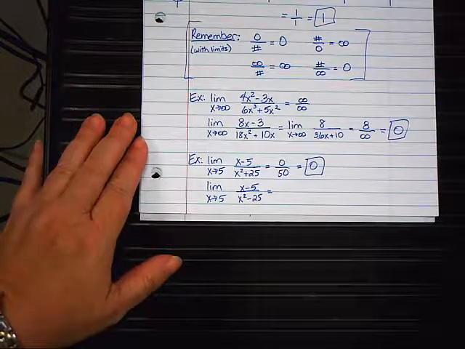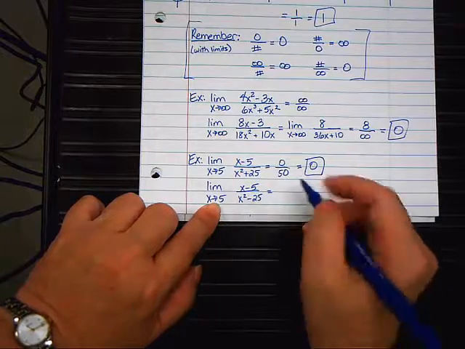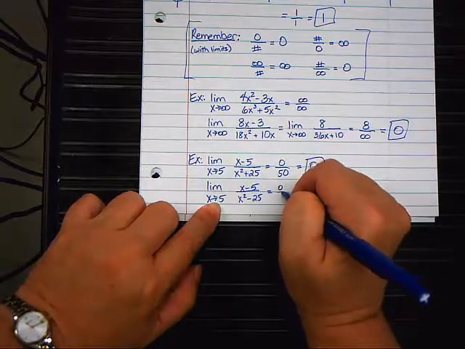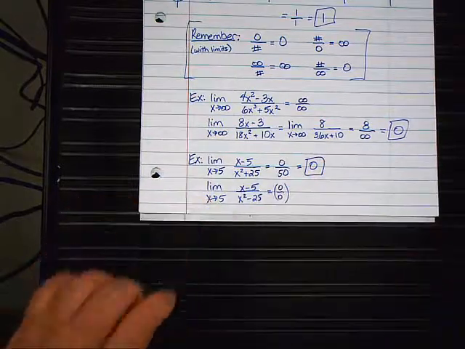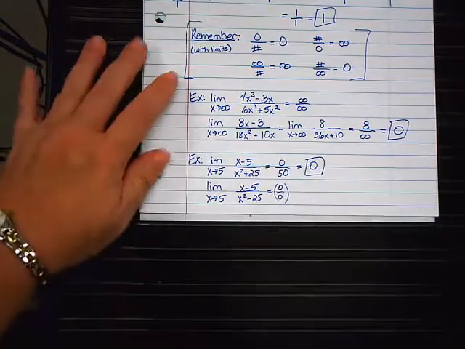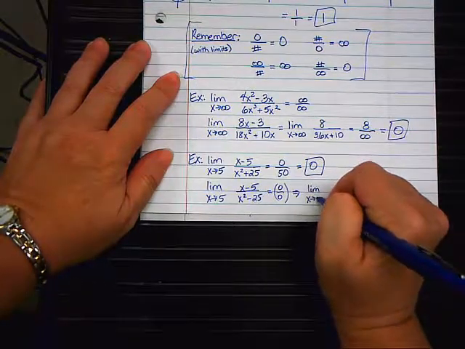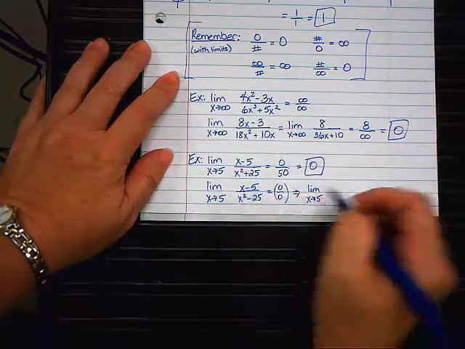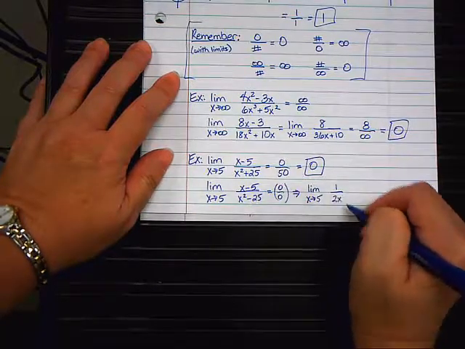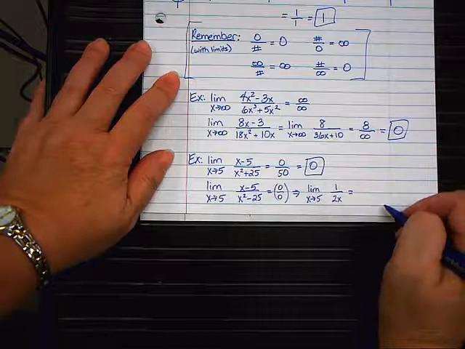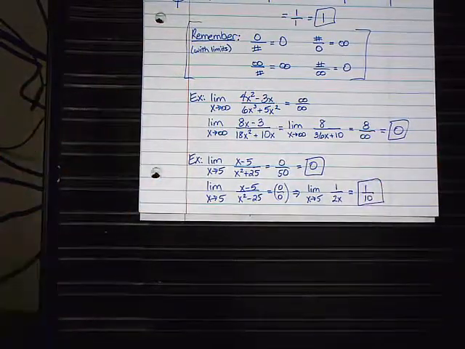Now, if you look at that one, if you plug in 5, the numerator is going to be 0, and the denominator is 25 minus 25, which is 0. So now you know that that is a candidate for L'Hopital's rule. So we're going to take it a step further. This is the limit as x approaches 5. Take the derivative of the top, 1. Take the derivative of the bottom, 2x. Now plug in 5. So you're going to get 1 over 10. That is the limit.